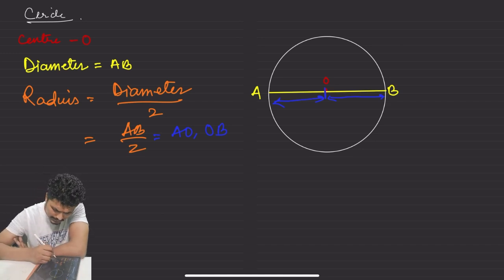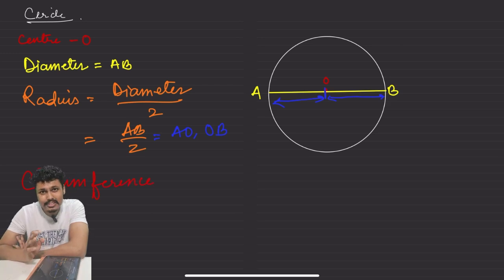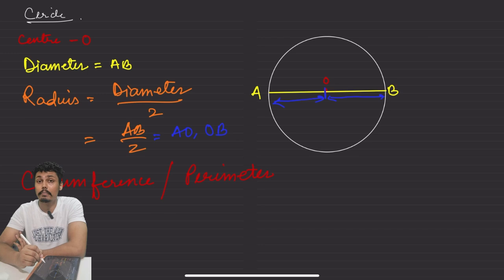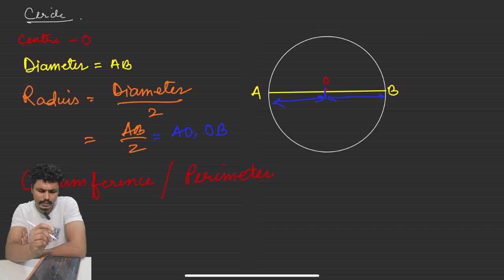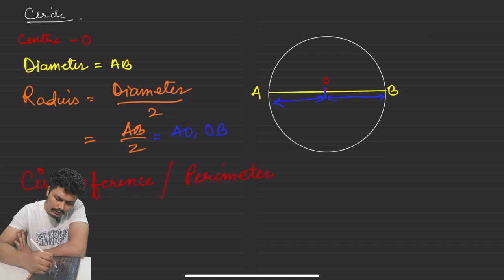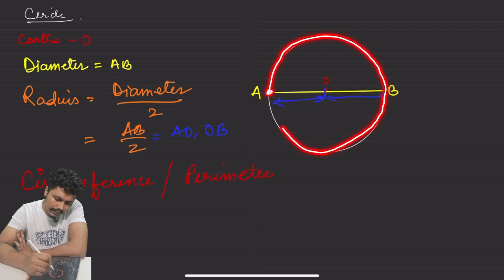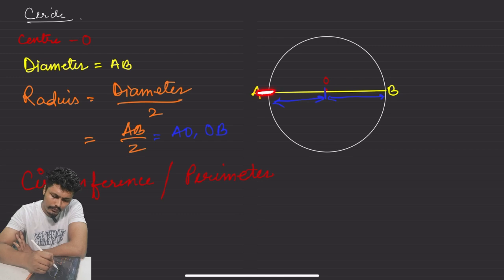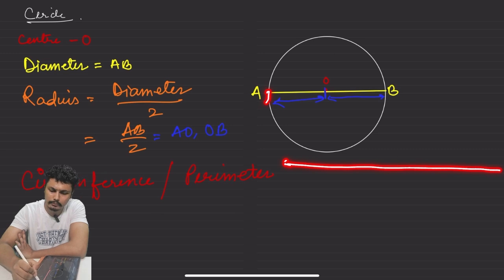Now another thing we need to understand is circumference. Circumference is also called perimeter. Sometimes the book will say circumference and sometimes perimeter. Don't get confused by this. If I start walking from A and reach A again, what is the distance? That is the perimeter. Or if I cut the circle at A and stretch it into a long wire, the length of that wire is called the circumference.